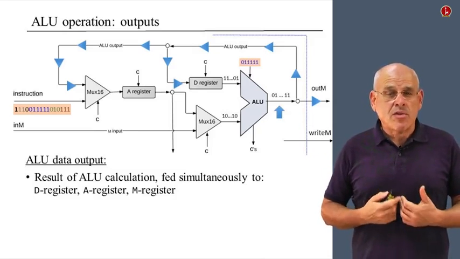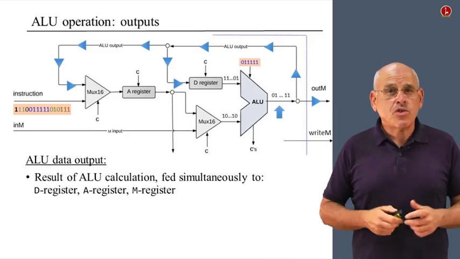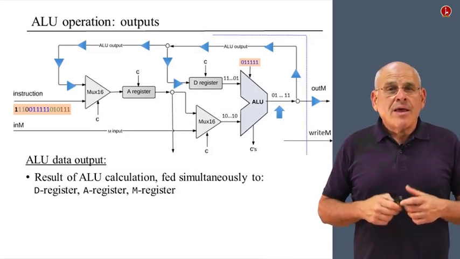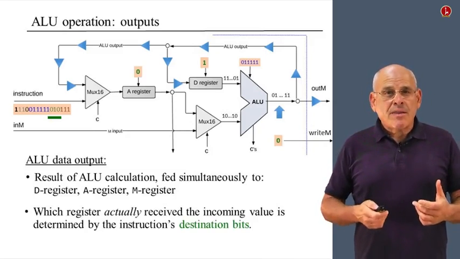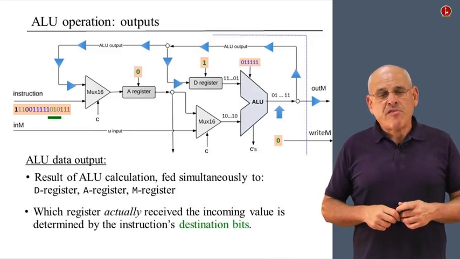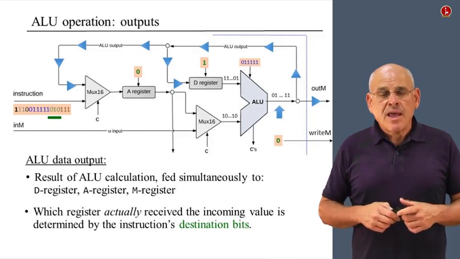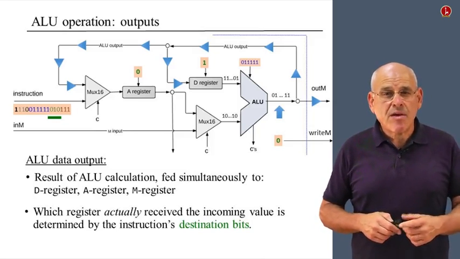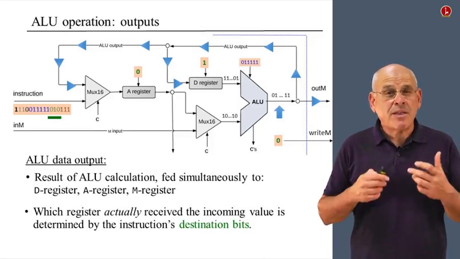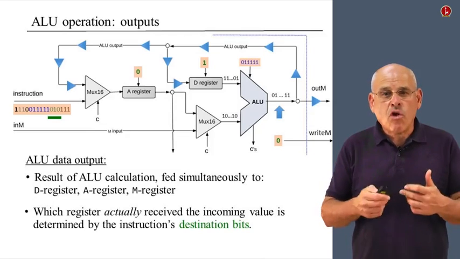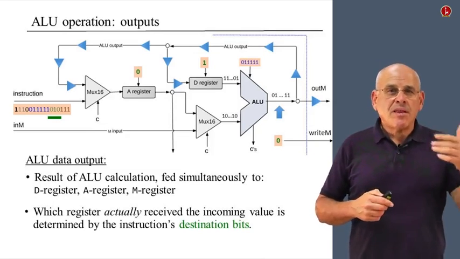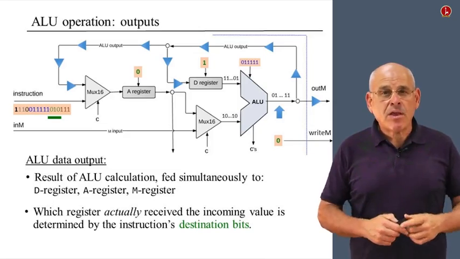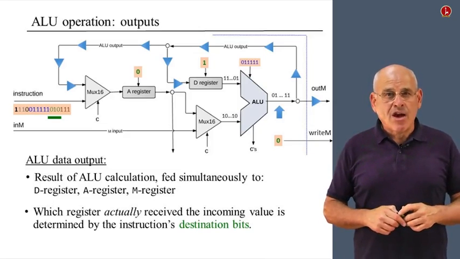We have to decide, or the programmer has to decide, which door has to be opened. This decision is made by the next field of bits that I want to focus on, and these are called, in our jargon, destination bits. We have 3 destination bits, and these bits determine whether or not to open the D register, the A register, and the data memory to accept the ALU output.